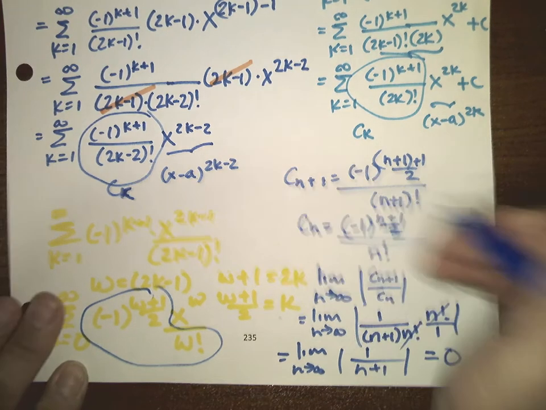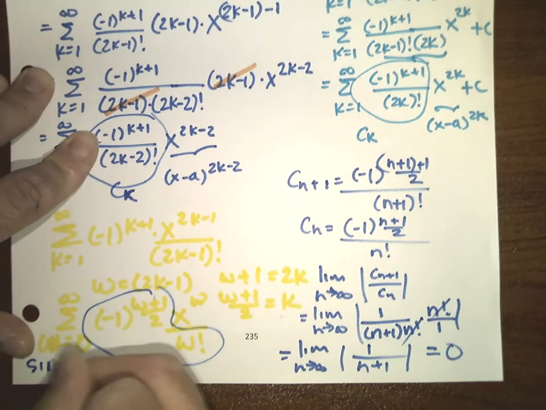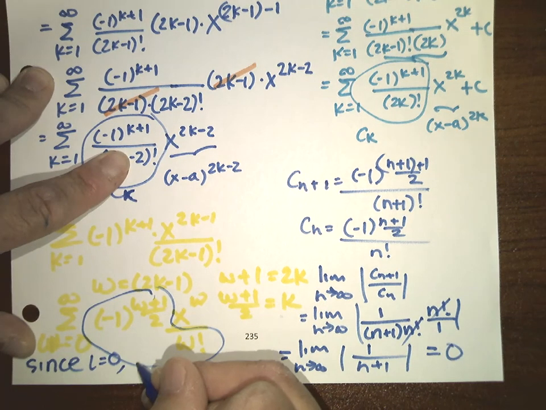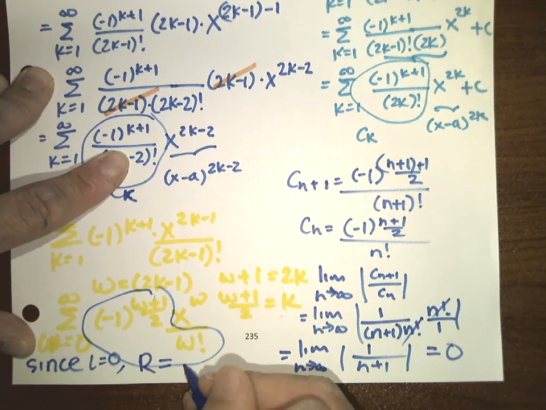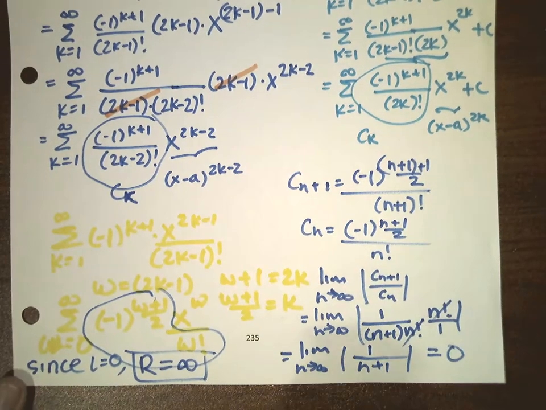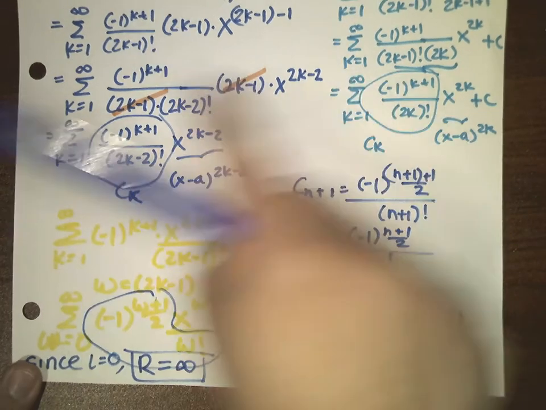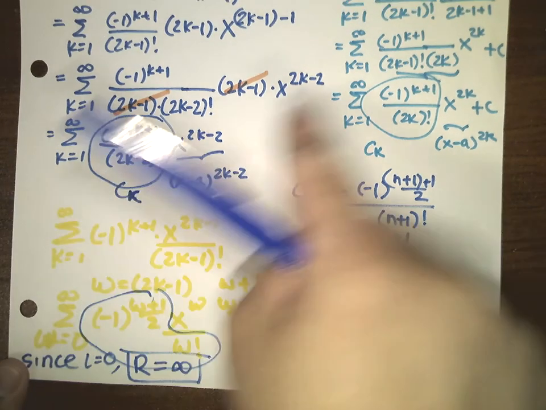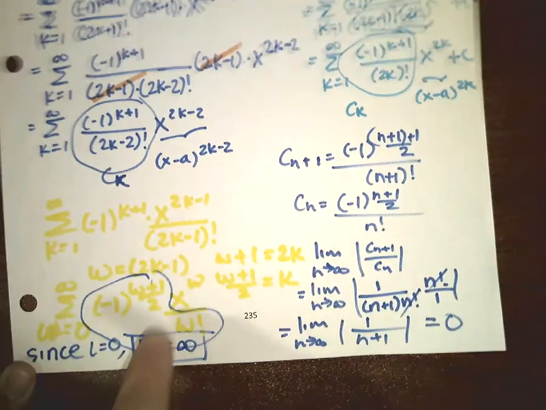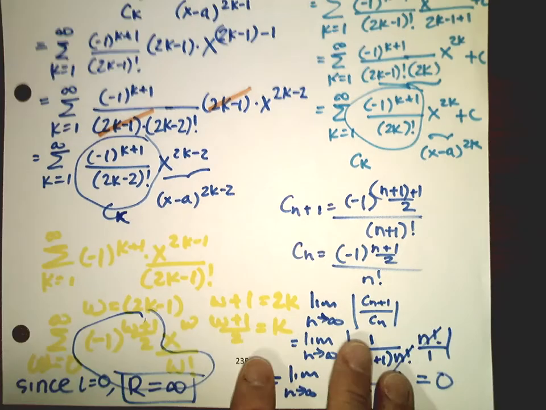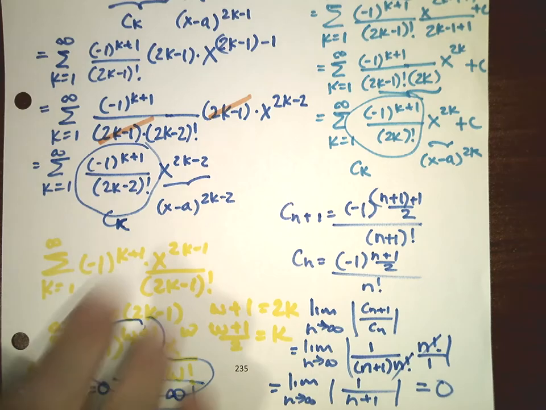We know that since L is equal to 0, that means that the radius of convergence is going to be infinity. What a time to be alive. And so the other thing to note is that these other two series, a series for the derivative and the integral, also have the same radius of convergence as the original series, which is in this case infinity.